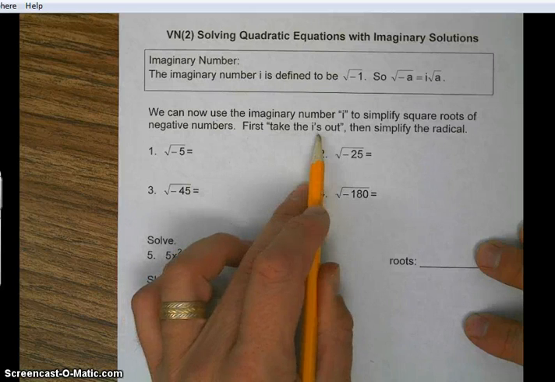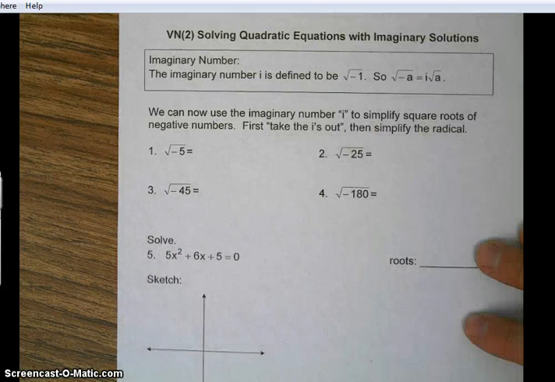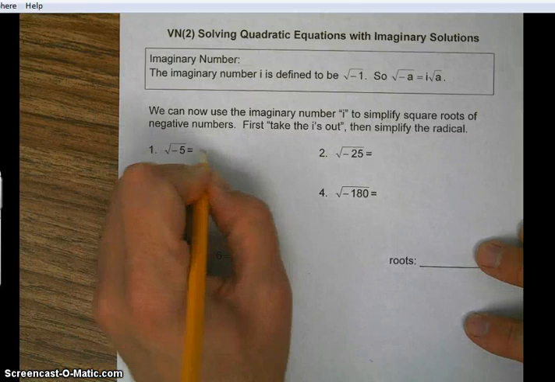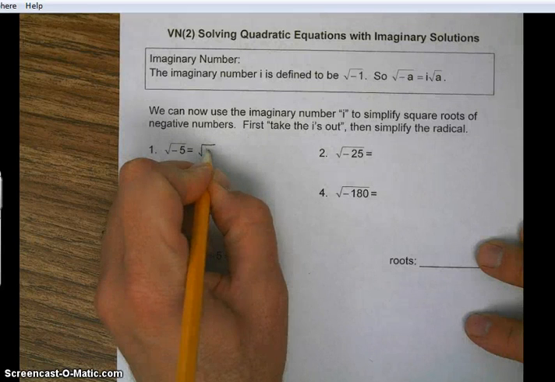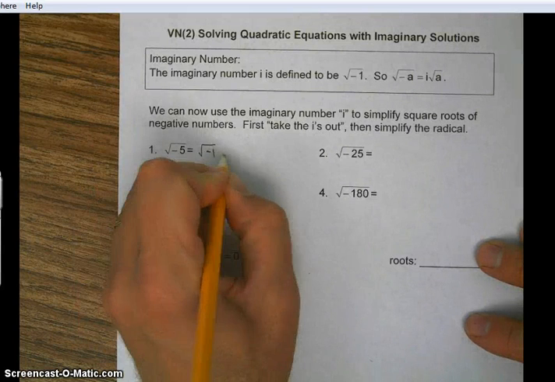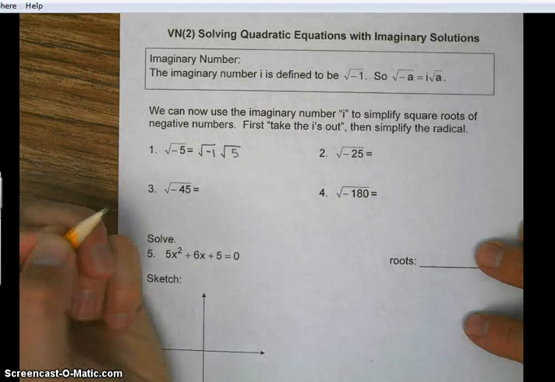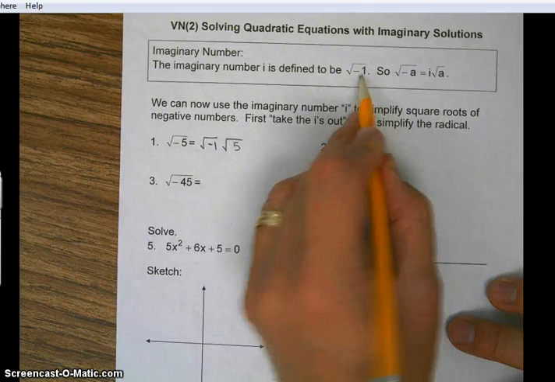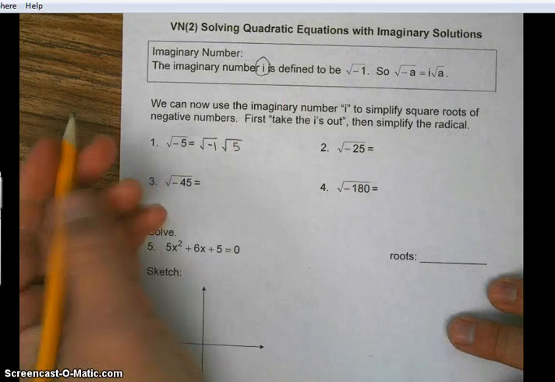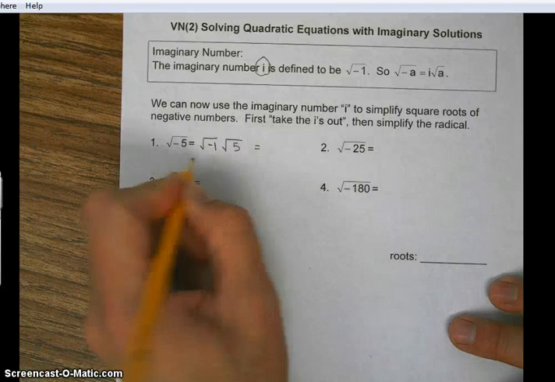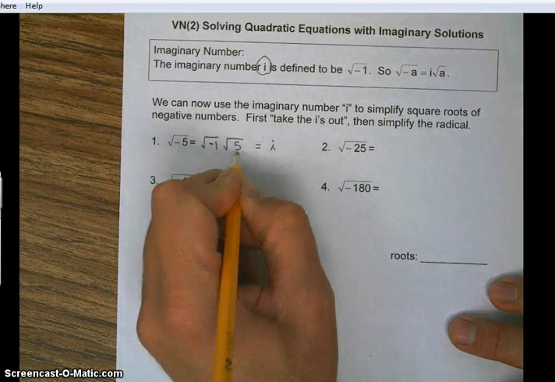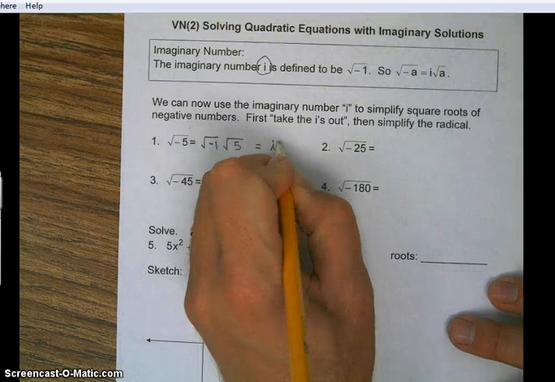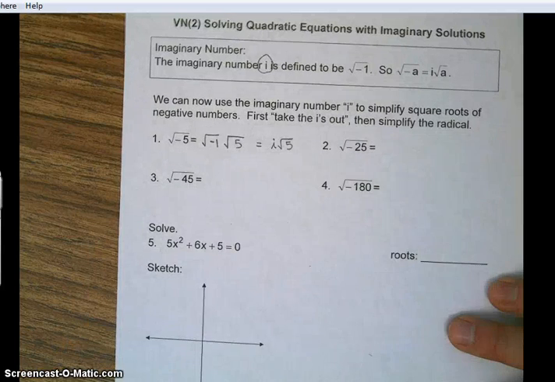First, take the i's out, then simplify the radical. So remember, when you see the negative, this is the same thing as the square root of -1 times the square root of 5. Okay? So we replace the square root of -1 with the i. So we get i, and can we take the square root of 5 without getting a decimal? No, we cannot. So that's going to be our simplified radical.